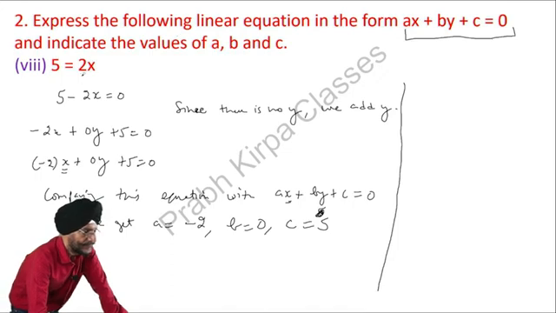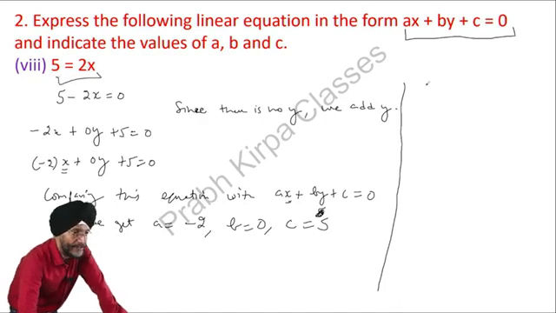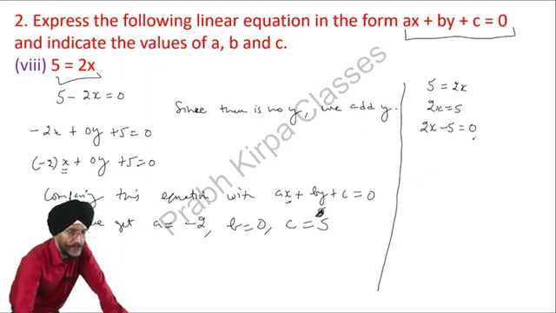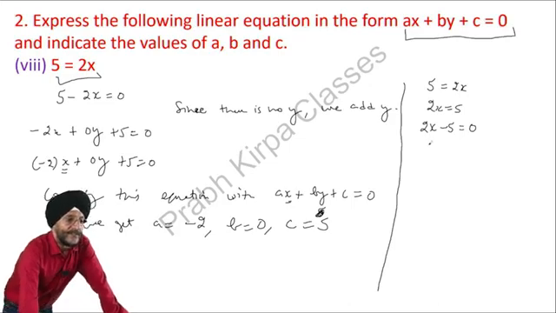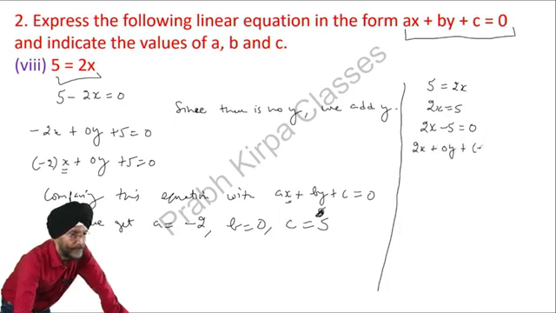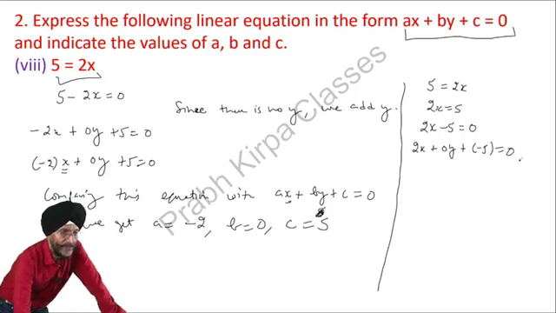What is that? Here we have taken 2x to the other side. We can take it otherwise. This is the question. We can rewrite it as 2x is equal to 5. One and the same thing. We can take this 5 to the left hand side, then it becomes 0. As there is no y in this given equation, we will add y. So here we can rewrite it as this.